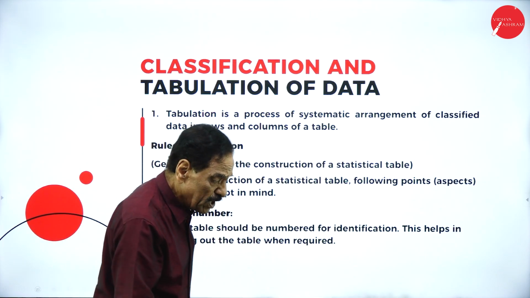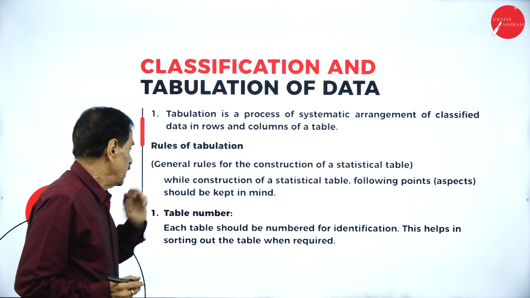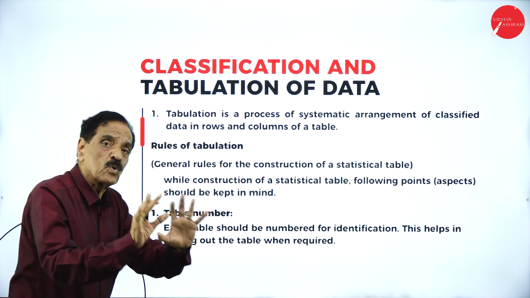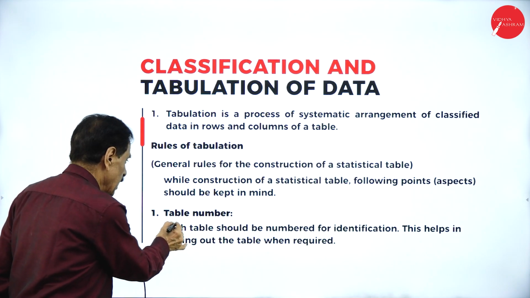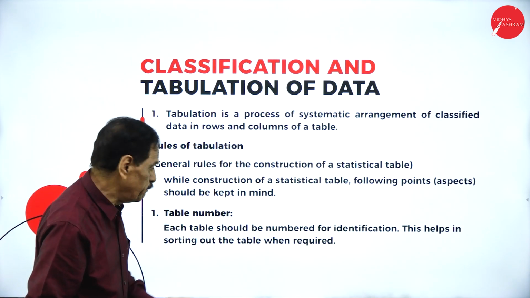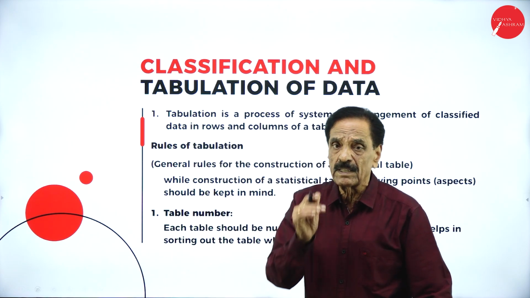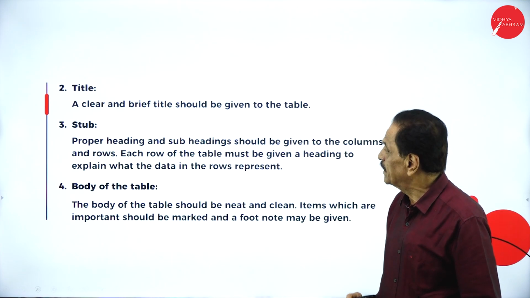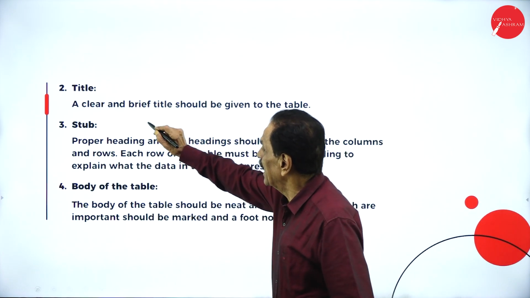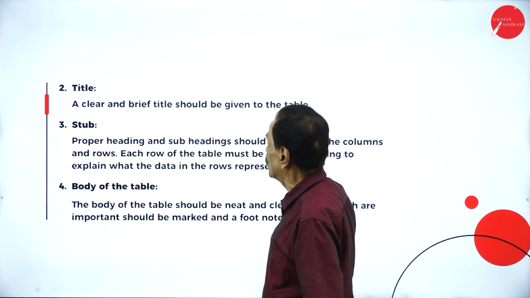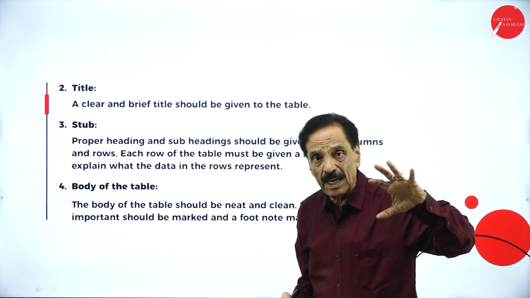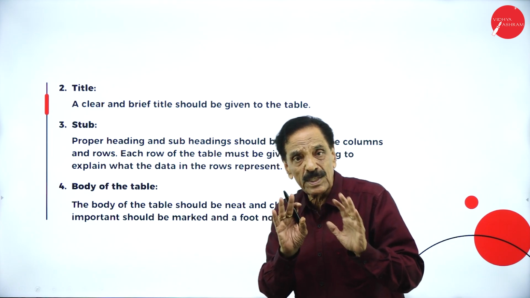Now, what are the rules of tabulation? Number one, it should have a table number. The table should be numbered for identification. Second, title. A clear and brief title should be given to the table. So when you construct the table, a brief explanation is necessary.